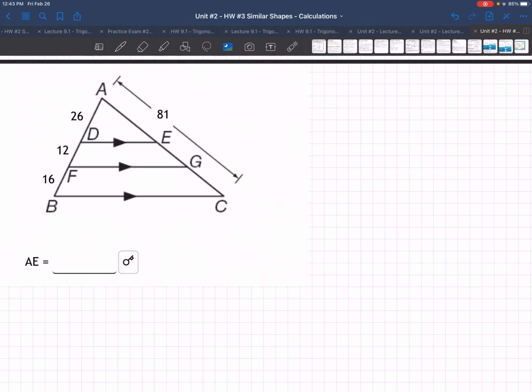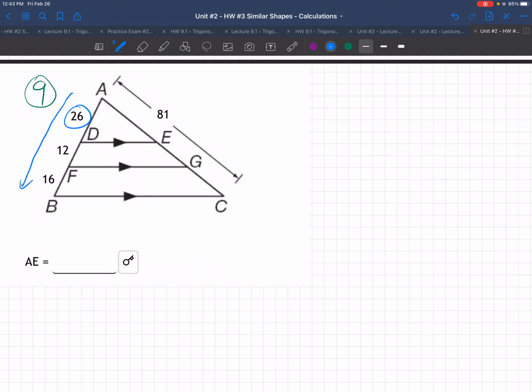Okay, so what you could do instead of all that, to make it a little quicker, say you want to find AE or AG, you could just do their part. In other words, 26, and then the whole, what's the whole thing here? The whole thing, if you add those up, 16, 12, and 26, use your calculator, 12, 14, 54. So the whole thing is 54. That whole length is 54.